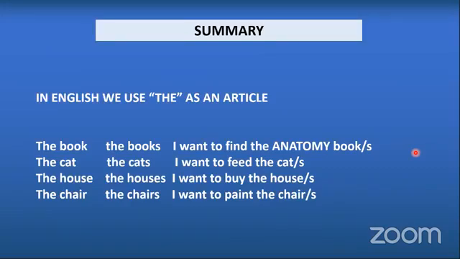In English, we use the as an article, right? So we say the book, the cat, the house, the chair. We make plurals using the books, the cats, the houses, and all of them. If we make a sentence, I will say, I want to find the anatomy book. Remember these sentences because we are going to be using them later on. We can say, I want to feed the cat. I want to buy the house. I want to paint the chairs, right? That's how we use the.